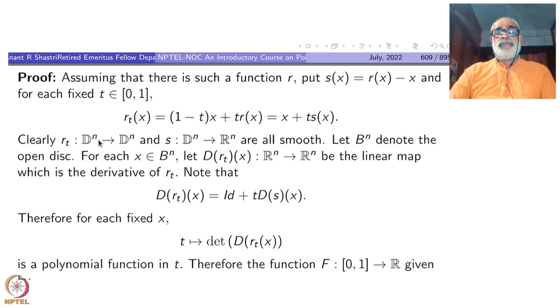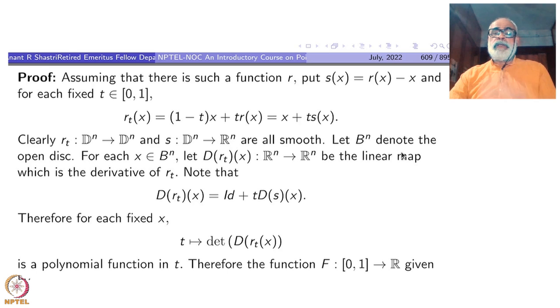Rt is from Dn to Dn, because Rx is from Dn to S^(n-1), x is the identity, and this is the line joining the two points, you see. So the convexity of Dn will tell you that this is always inside Dn. However, this difference may go out also, you do not know where it is. So this S is from Dn to Rn. Because I started with R as a smooth function, all these are smooth functions.